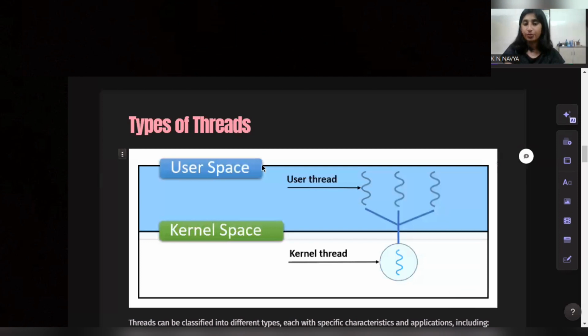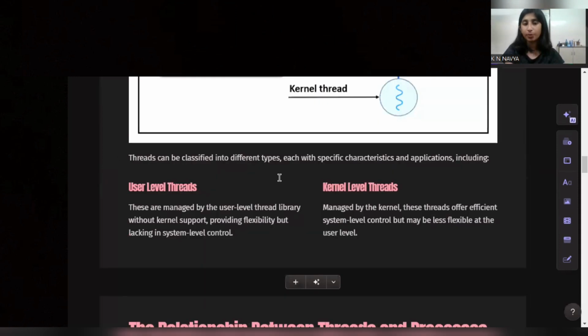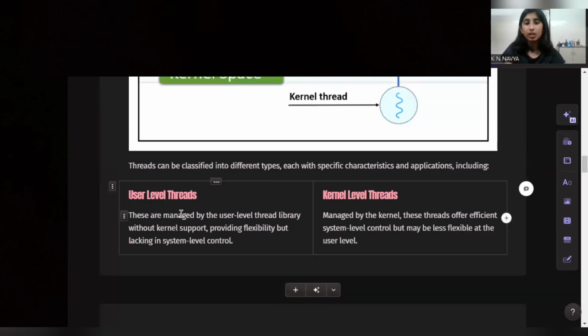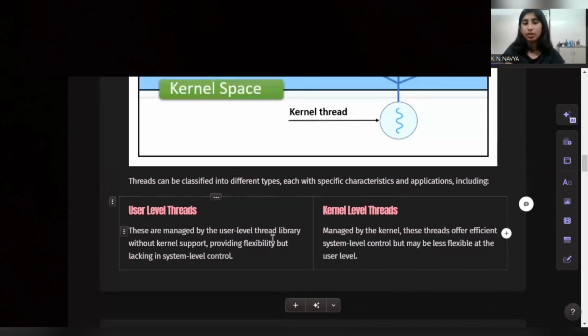Types of threading. There are two types of threads, which are user space and kernel space. User level threads are managed by a user level thread library without kernel support, providing flexibility but lacking system level control. Meanwhile, kernel level threads are managed by the kernel, and these threads offer efficient system level control but may be less flexible at user level.